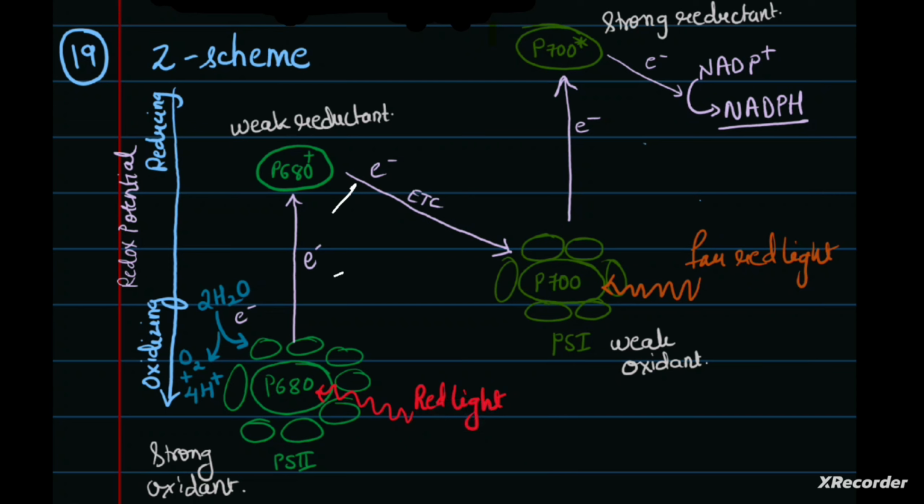I told you there are two photosystems. There is photosystem 2, there is photosystem 1, right? Photosystem 2 is P680. That works first, although the term is photosystem 2, that's because it was discovered later. But in this whole Z scheme, you should remember P680 acts first. Now this one is a strong reductant. Sorry, it is a strong oxidant.